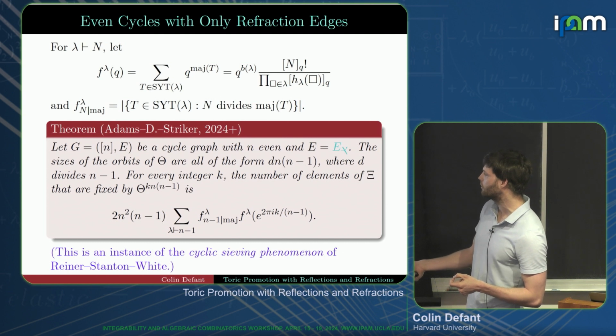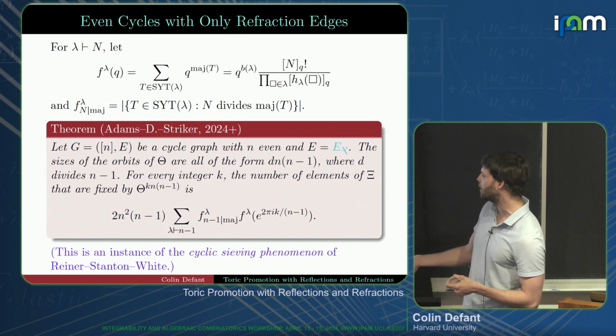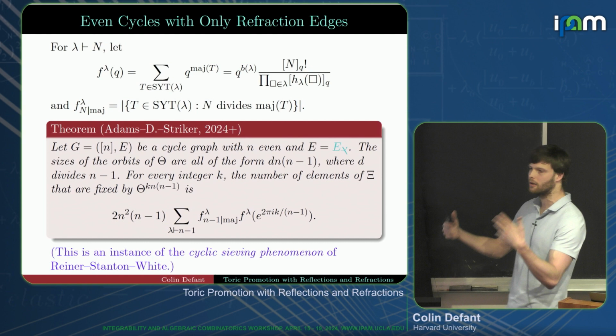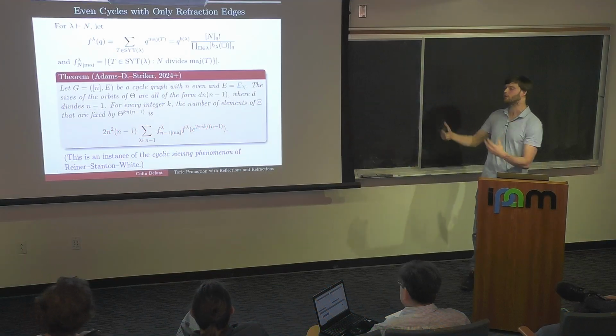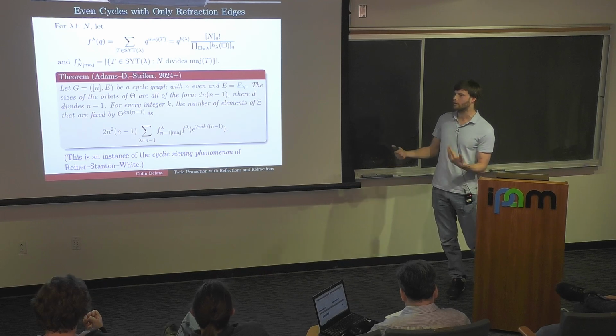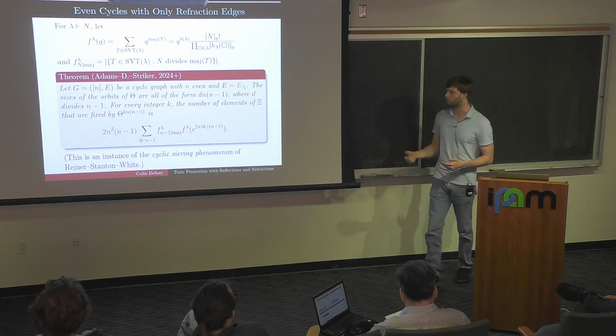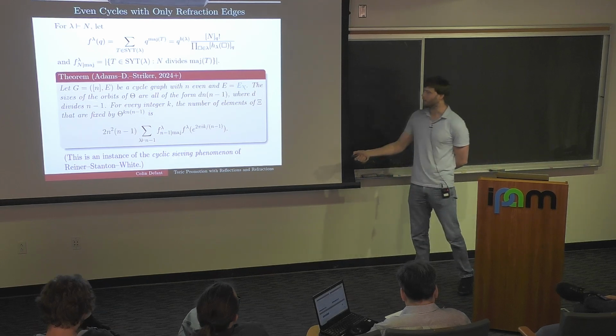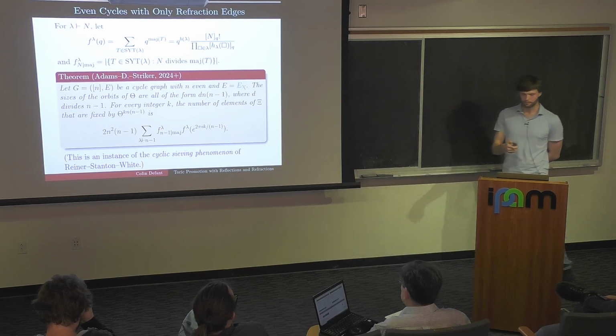So it's 2n squared times n minus 1. You sum up over partitions of n minus 1 of the number of things with major index divisible by n minus 1. And then you plug in this root of unity for the q in this f lambda of q. So this is e to the 2 pi i k over n minus 1. So it's something you can write down, and this completely determines the orbit structure. I'll say that this is an instance of something called the cyclic sieving phenomenon, which was introduced by Reiner, Stanton, and White. But it tells us our orbit structure.